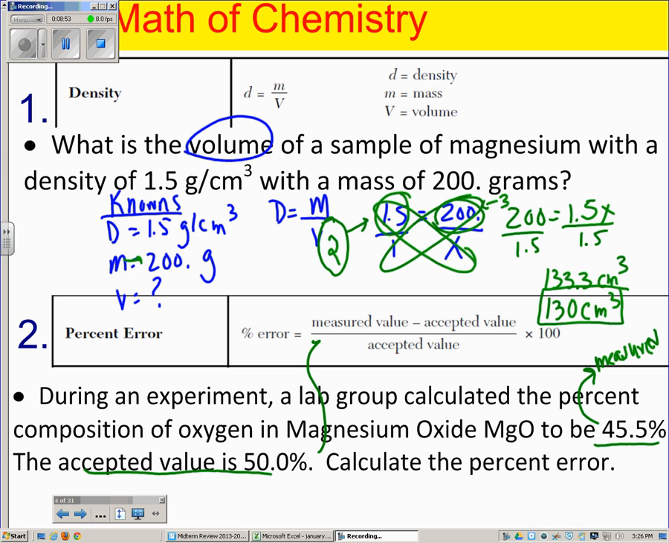If you look on table T, you can see the formula is percent error equals measured value minus accepted value over accepted value times 100. So you would substitute in the measured value, 45.5, minus the accepted, 50.0, divided by 50.0 times 100. If you're asked for a correct numerical setup, don't forget to include the times 100. When you subtract, make sure you press the enter key on your calculator and then divide and multiply by 100. And in this case, you should get 9%.